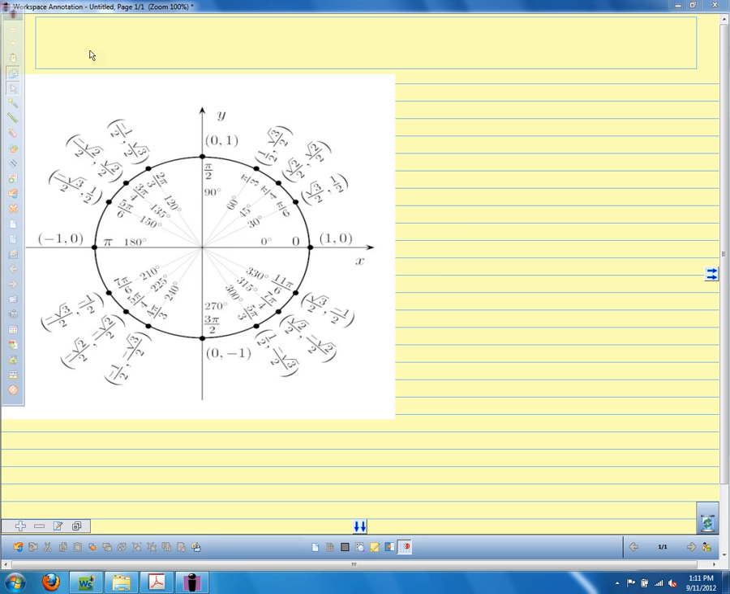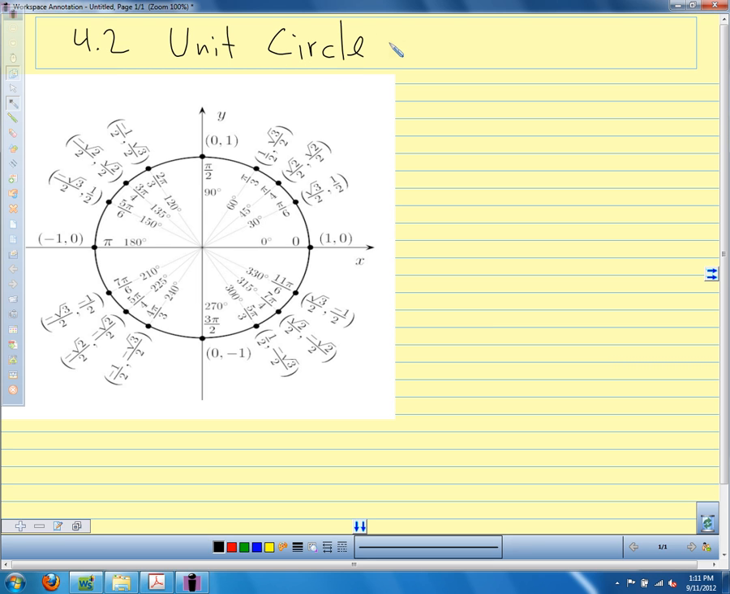So we'll start talking about section 4.2, the unit circle. We did a little bit with it yesterday. We'll talk about it, and then we'll go over our homework, and then we'll talk about it a little more. So 4.2, the unit circle. Important facts.